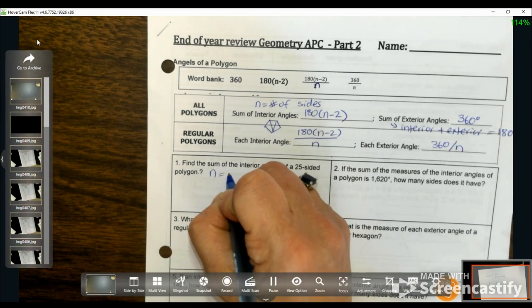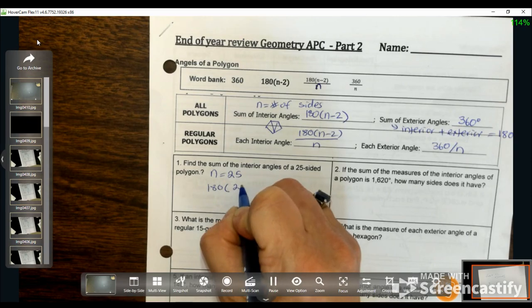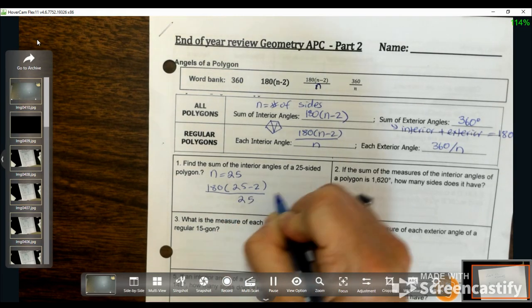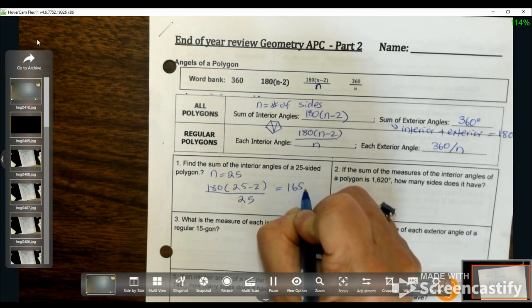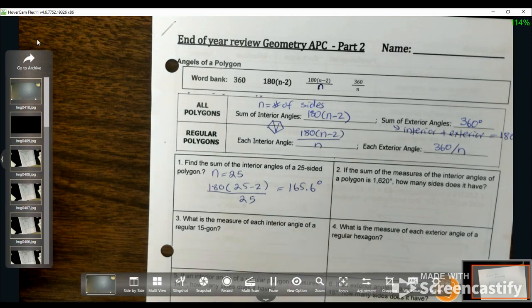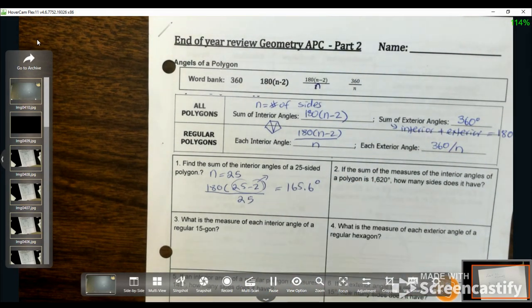Now we're going to find each interior angle of a 25-sided polygon. That means n is equal to 25. I get 180(25 - 2) over 25, which is equal to 165.6 degrees. Okay, that is after I put it in the calculator, and I want to remind you, you do parentheses first, and this becomes 23.